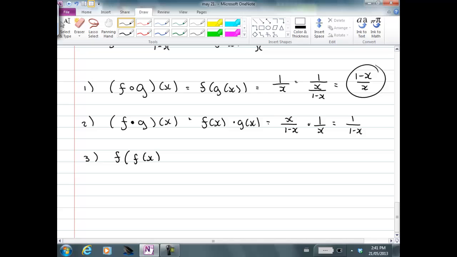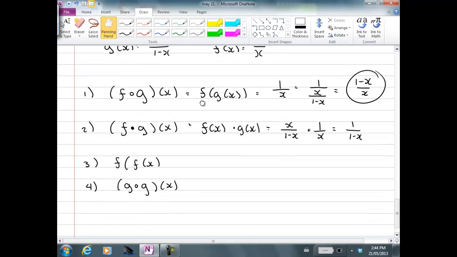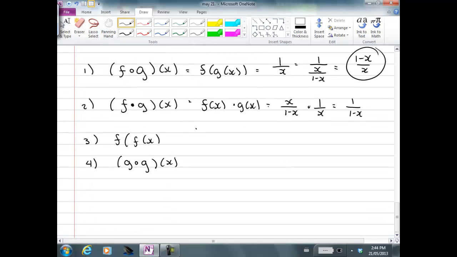F of x. F of x. F of x. 4. I want you to find g of x. Nope, it's g of x. Number 4 is tricky. I'm going to pause it and then go. F of x. I'm going to start with my main equation: 1 over x. See, I always start with the main equation.